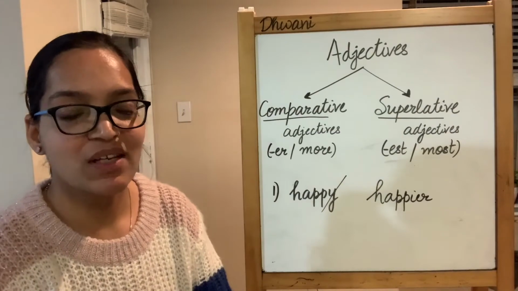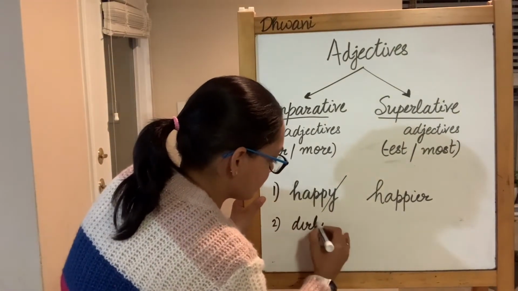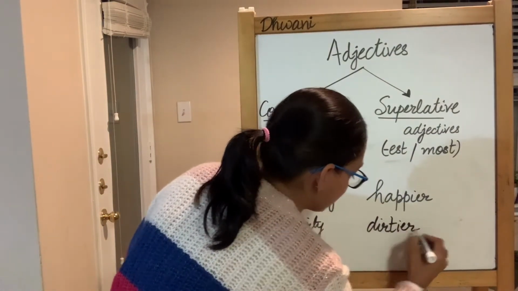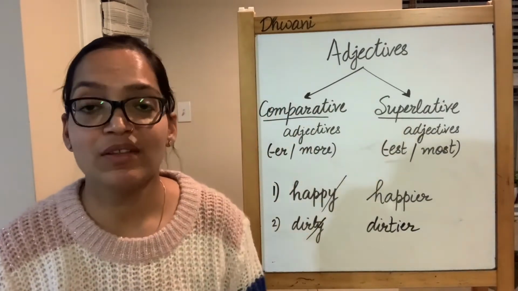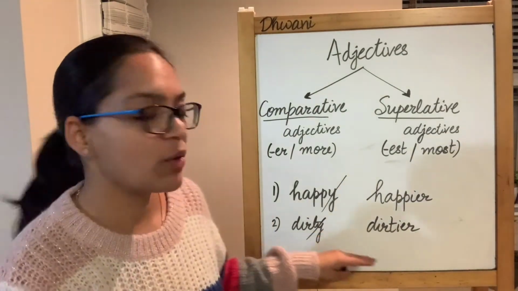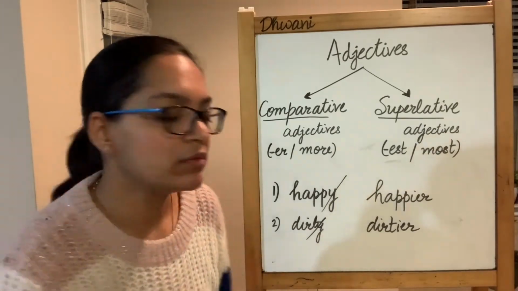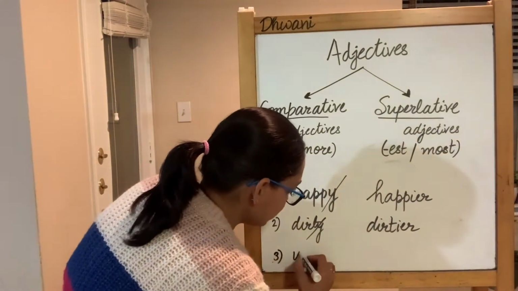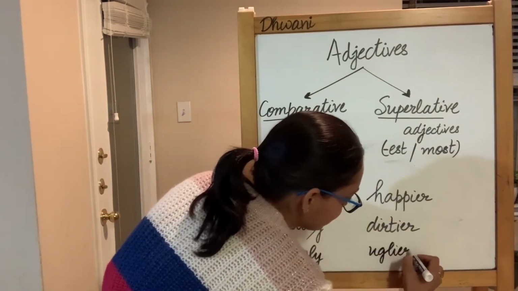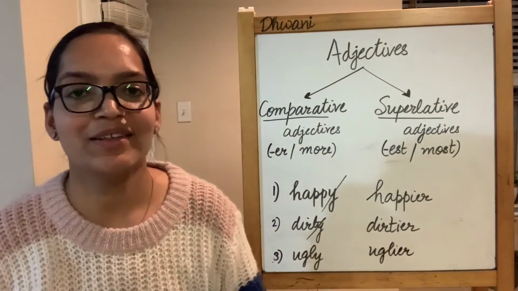Let's take more examples. Dirty. Dirty becomes dirtier because I'm going to remove my Y, I'm replacing my Y with I, and I'm going to add ER in the end. One more example, ugly. And just like our previous examples, ugly turns into uglier.